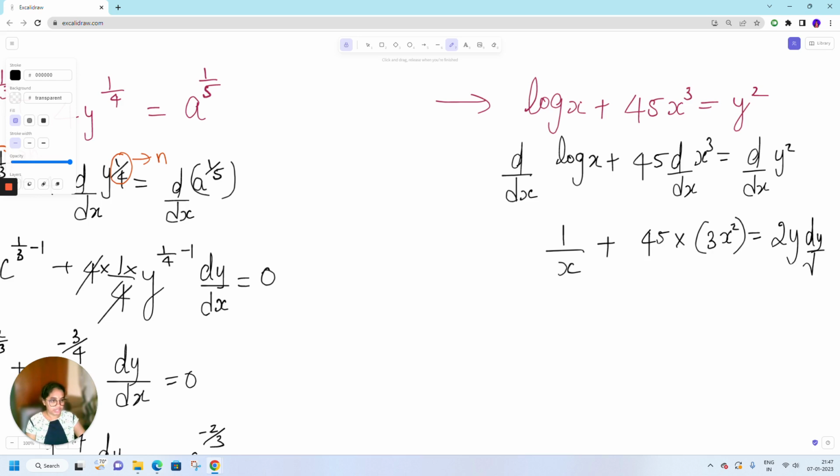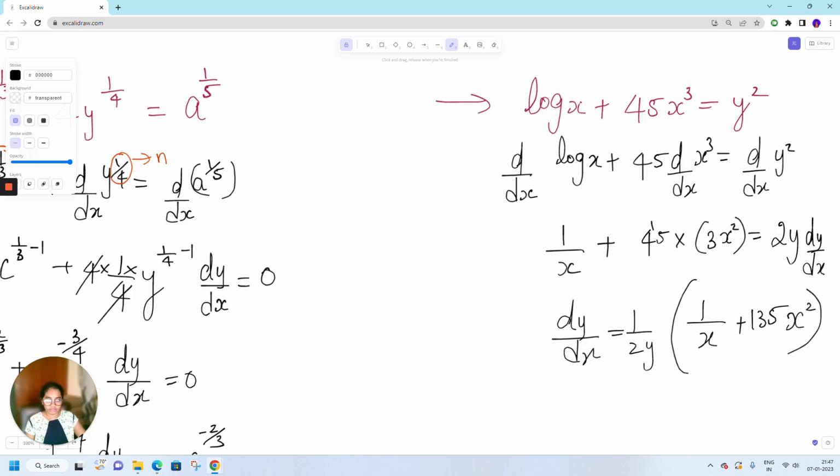Now what is our y? I just have to send this 2y to the other side. So dy/dx is equal to 1 divided by 2y into 1/x. What is 45 into 3? 5 3s are 15, 4 3s are 12, plus 1, 135 x square.